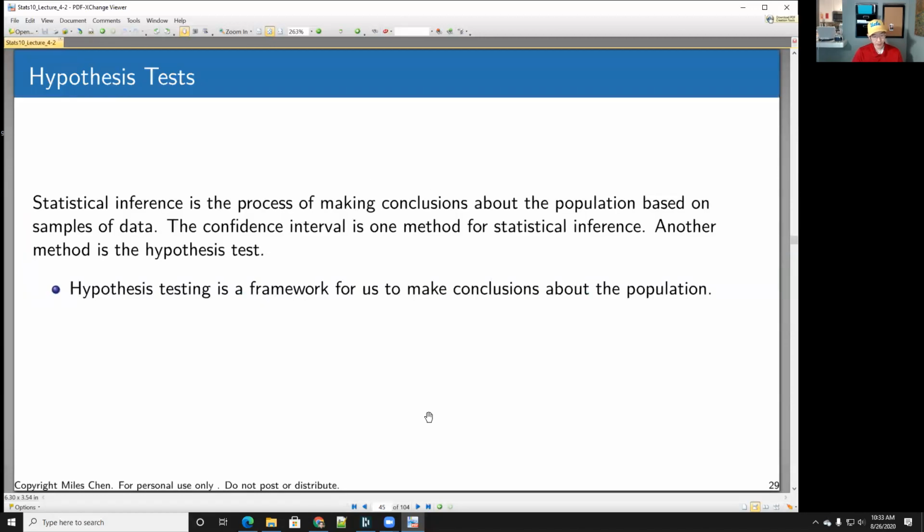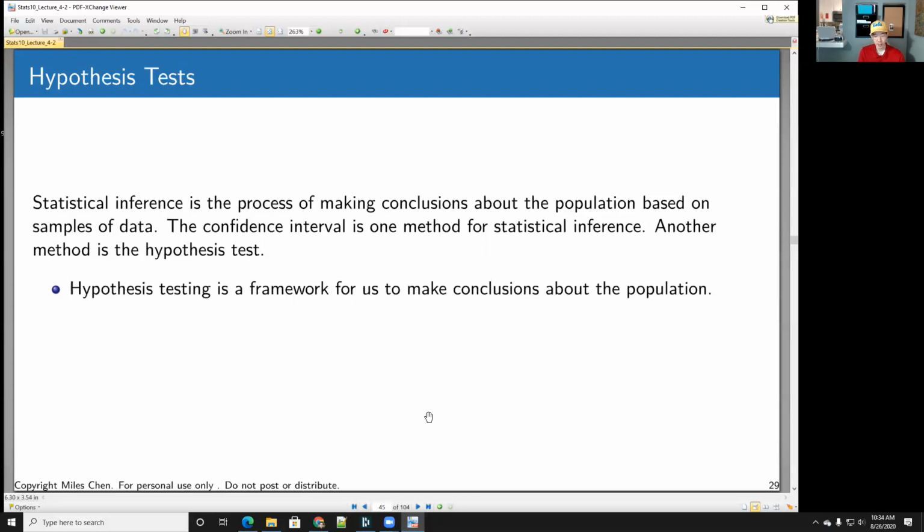Hypothesis testing is another method for statistical inference. Statistical inference is the process of making conclusions about the population based on a sample of data. We've learned the confidence interval already. That's one method for statistical inference, where we're making a conclusion about the population based on a sample. And then the other method that we'll cover in our class is the hypothesis test.